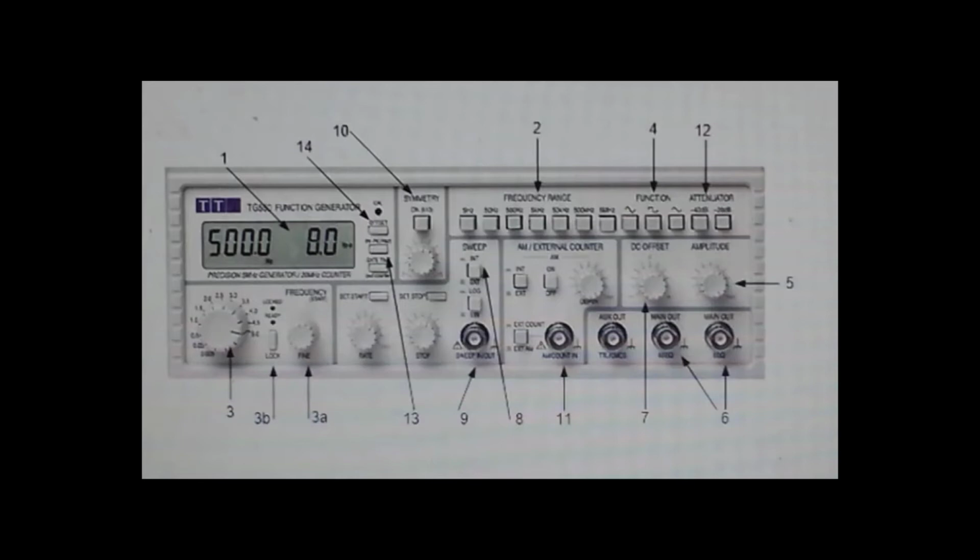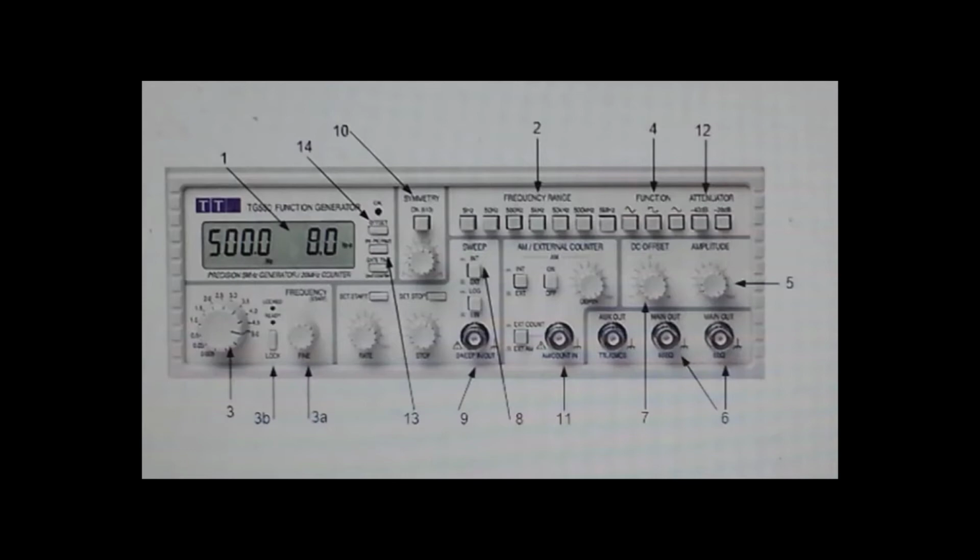Arrow 12 is an attenuation button. When you push in the button, the function generator attenuates the incoming signal. Means the peak-to-peak input levels must be between 5 volt to 20 volt. When you push the button out, the function generator does not attenuate the input signal. Means the peak-to-peak input level must be between 2 millivolt to 5 volt.